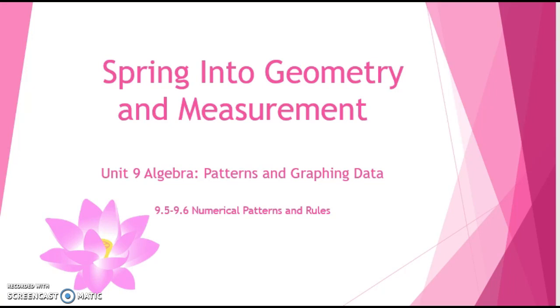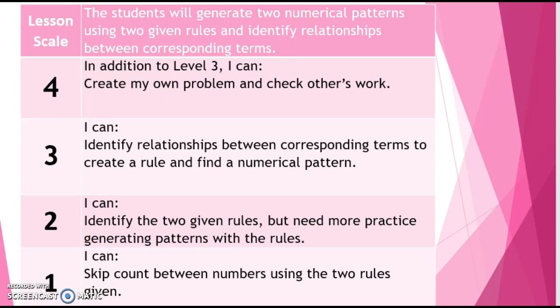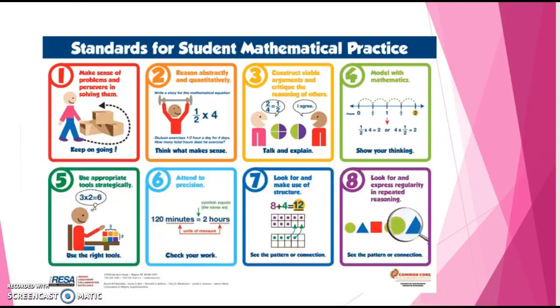Today we are going to be covering lessons 9.5 and 9.6, numerical patterns and rules. Please take a minute to review the lesson scale. By the end of this lesson, we want you to be at a level 3, which means that you will be able to generate 2 numerical patterns using 2 given rules and be able to identify relationships between corresponding terms. Please take a minute to review this lesson scale and record your beginning of lesson understanding in your notebook.